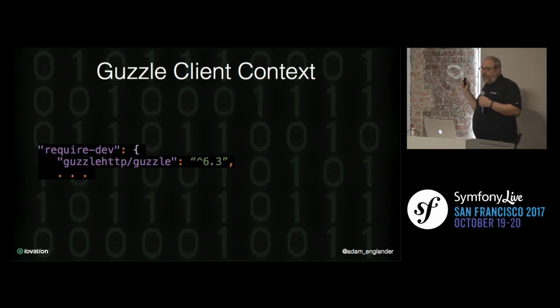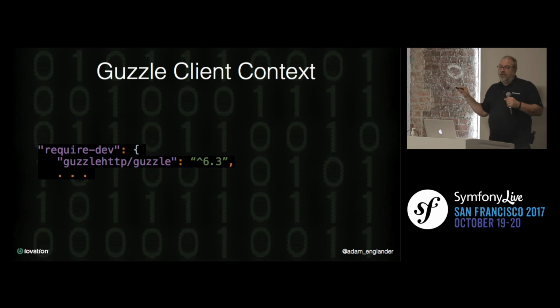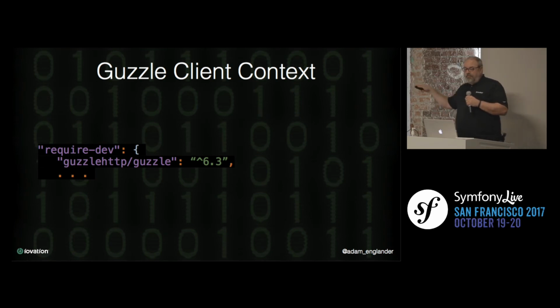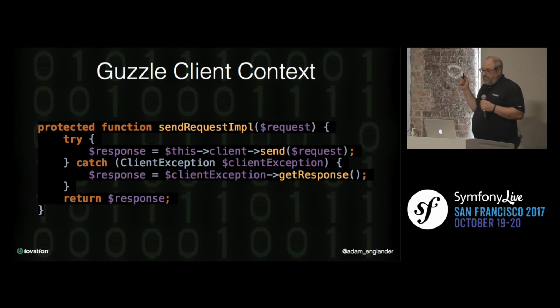So we moved to the Guzzle client context. So for the Guzzle client context, all you need is Guzzle, right? And then the config from the profile. So in the constructor, it's passing in the config. It makes a client based on the config, and that's all there is to it. And then when it does the send request, Guzzle already speaks PSR7. So it's just using that request.